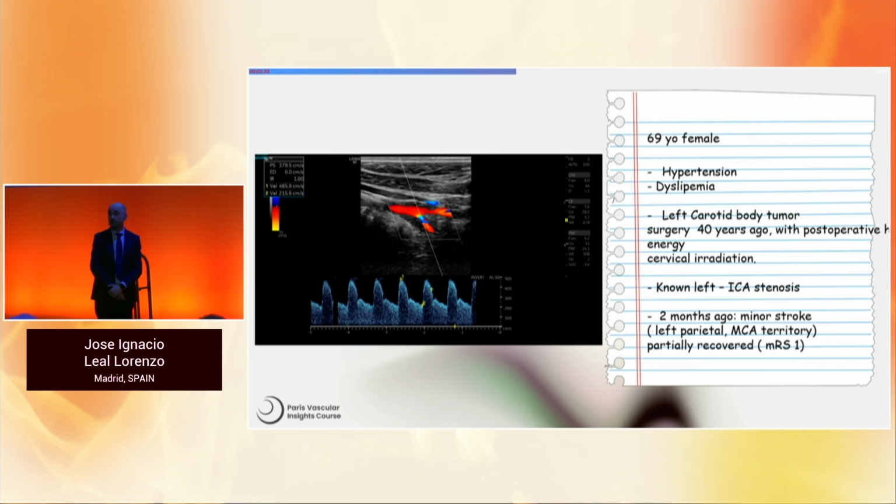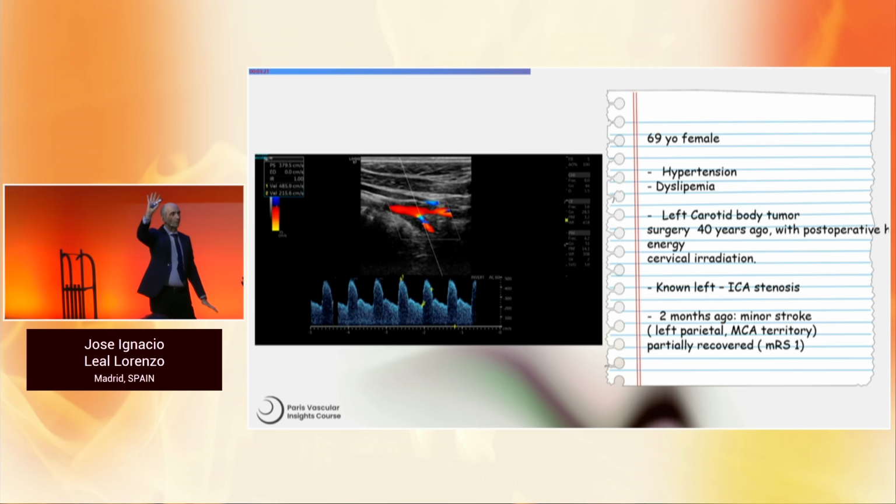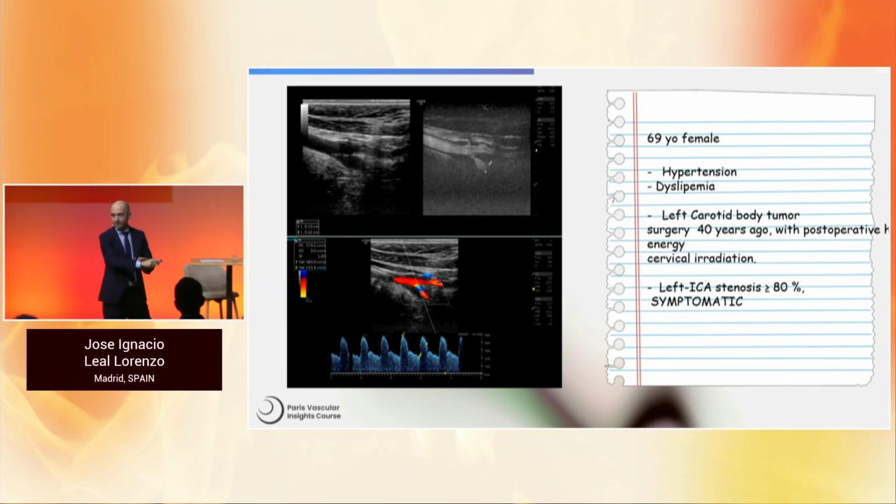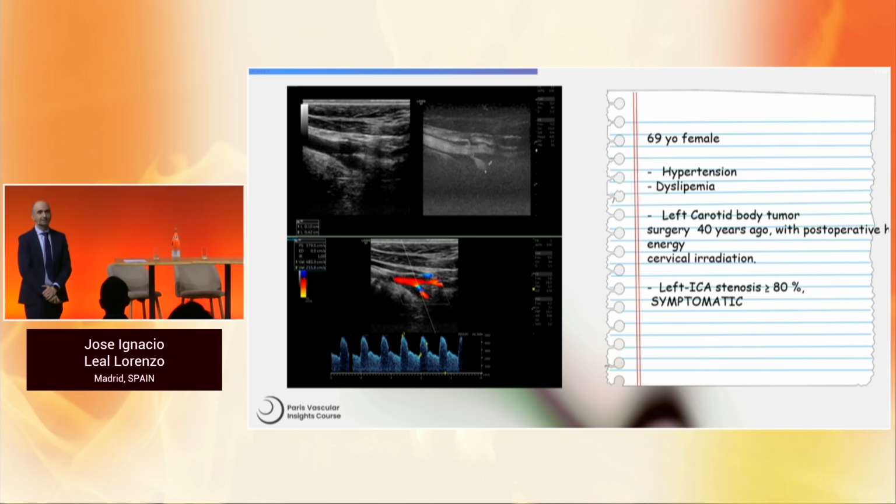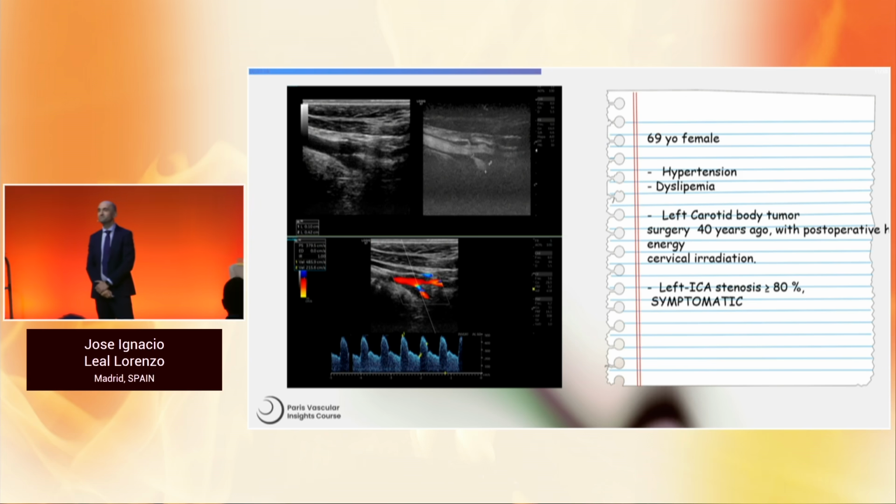And I think we have to treat this lady. Any comments? We should go for it. Agree? Who will treat this patient? Most of us will. Right. Who will not? Who says medical treatment?